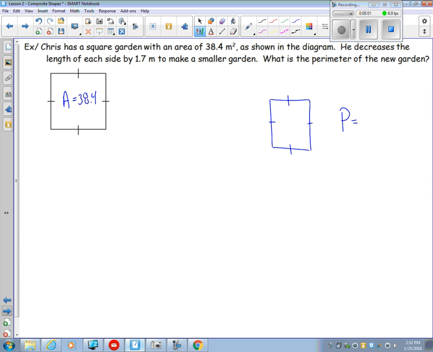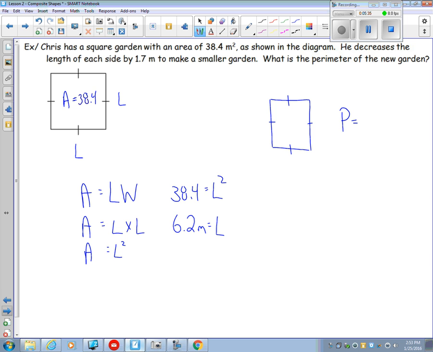Well, to know that, I need to know the sides of the original one. The key here is that it's a square. The length of one side and the length of the other side are both the same. In other words, when I talk about a rectangle being length times width, or a square being length times length, length squared, it allows me to solve this problem. I know the area is 38.4. That's my length squared. So to find my length, I can square root that. And I'll end up with 6.2. And that's our original size.